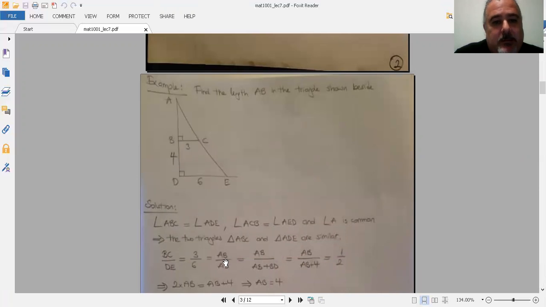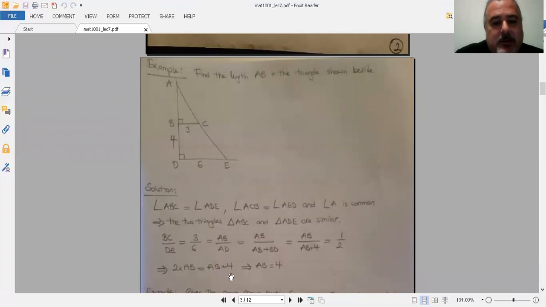But we know that AB is something that we don't know. We know BD. So for this one, instead of AD, we can say AB plus BD. So here, AB over AB plus 4. We know that this side is 4. So there's only one unknown here, AB. So we can easily find from here that AB is 4.